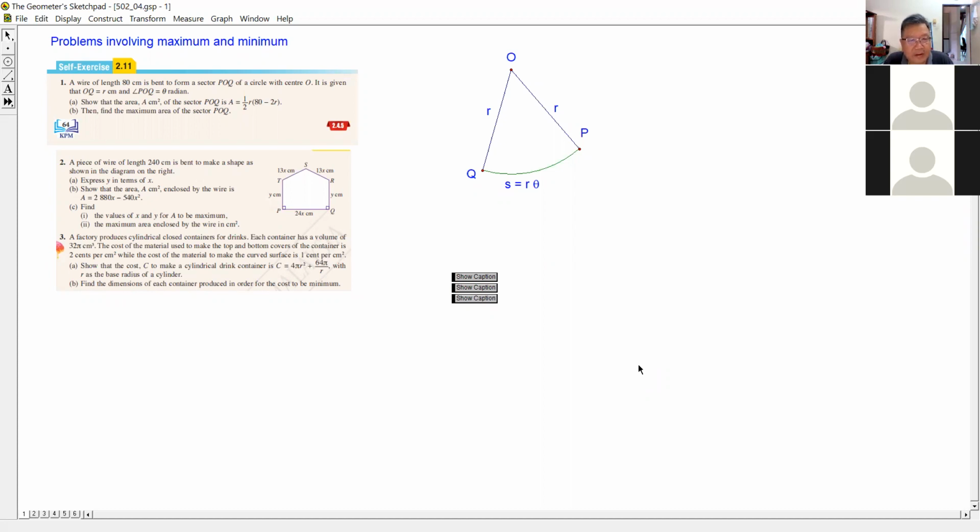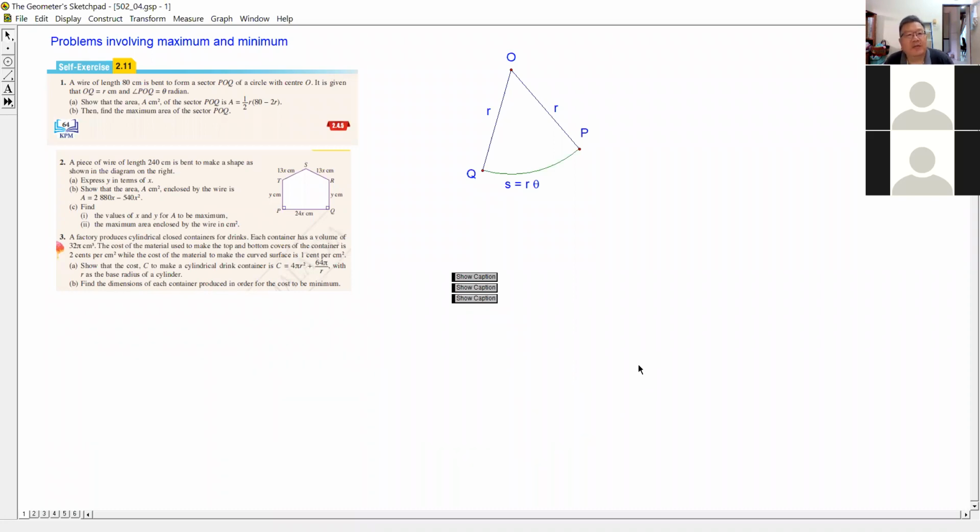We are still at differentiation. So far what we have learned on the application of differentiation are equation of tangent and equation of normal, turning points, and now we are going to do the third one, problems involving maximum and minimum.